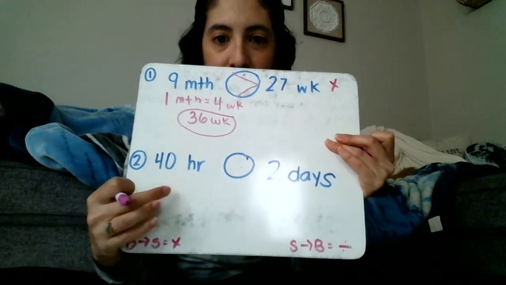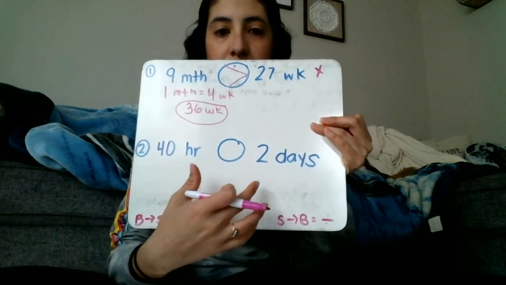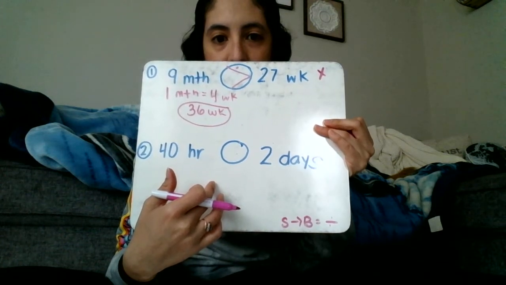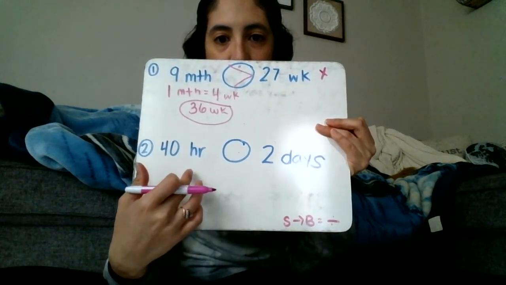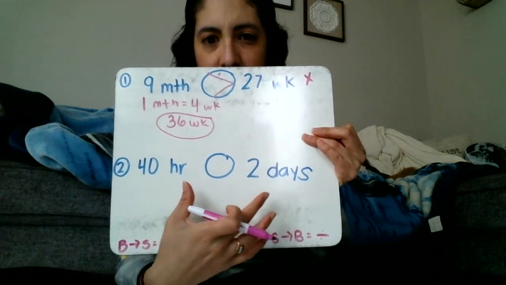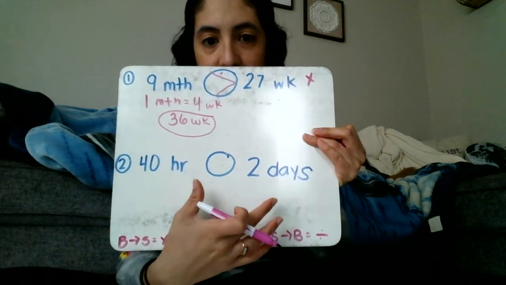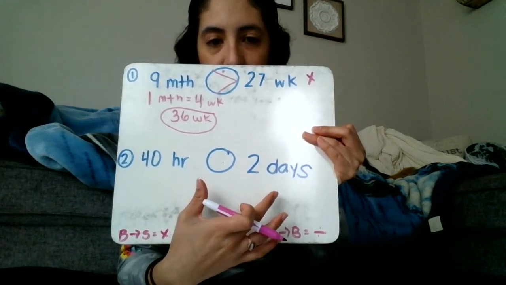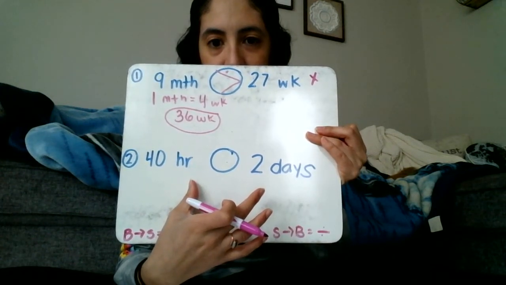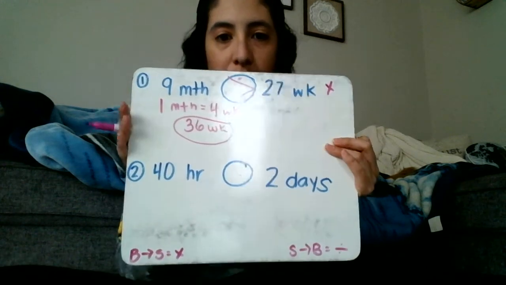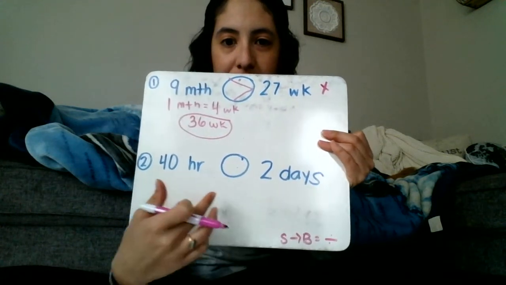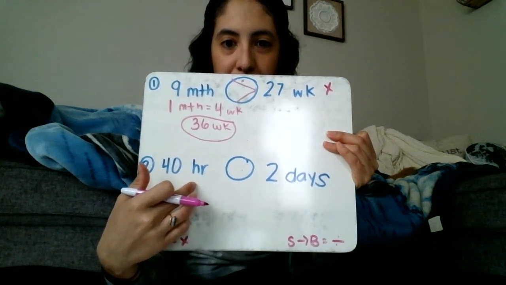I have 40 hours and I want to compare it to 2 days. Which one's bigger? Okay, so you can go either way. You can't compare them right now because one is hours and one is days. So you can either change your hours to days or your days to hours. So let's see. I am going to pick days to hours. Okay?